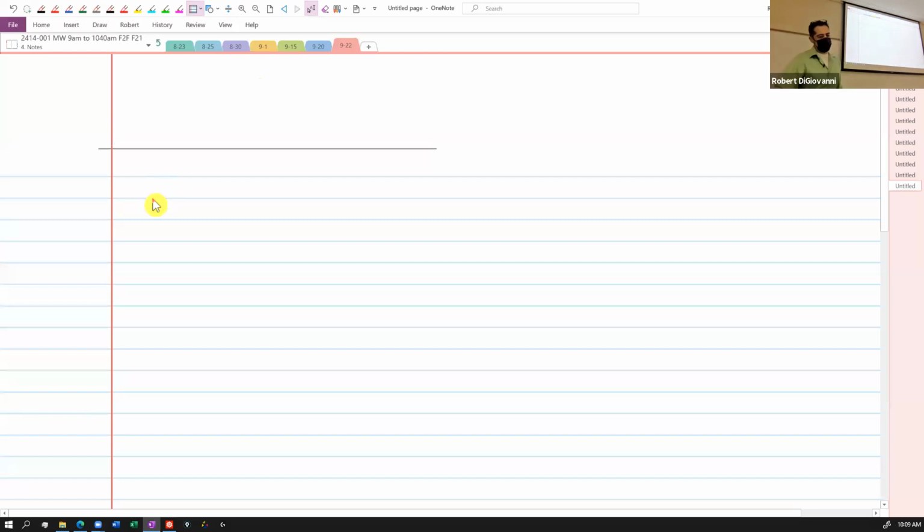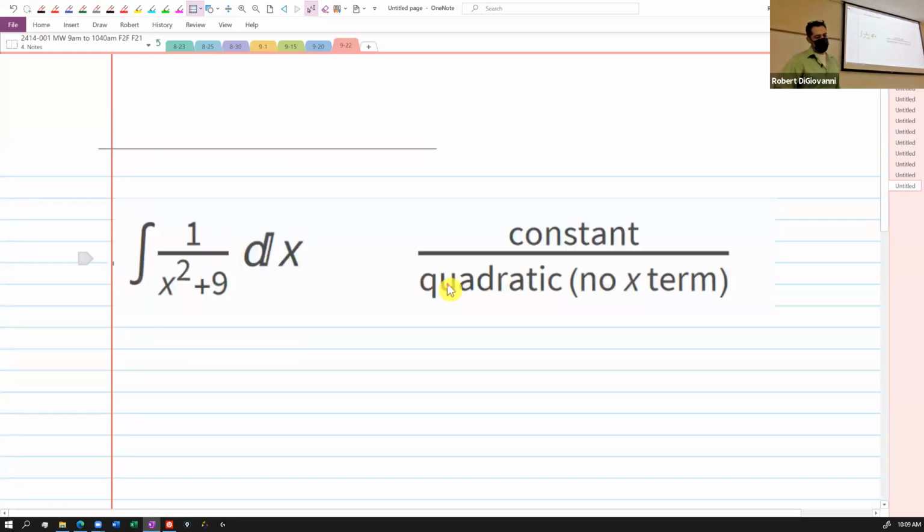Here, we've got something different. A constant on top, a quadratic on the bottom with no x term. x squared plus 9. There's no x term in the middle, right? It's an x squared term and a constant. So you've got a quadratic missing an x term. How are you going to handle that? Formula 17. That's formula 17, right? 1/3 arctan of x over 3 plus c.